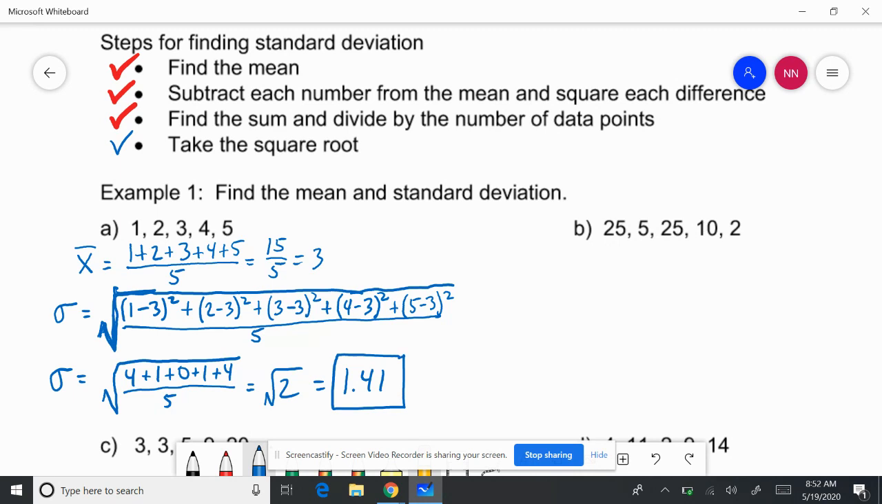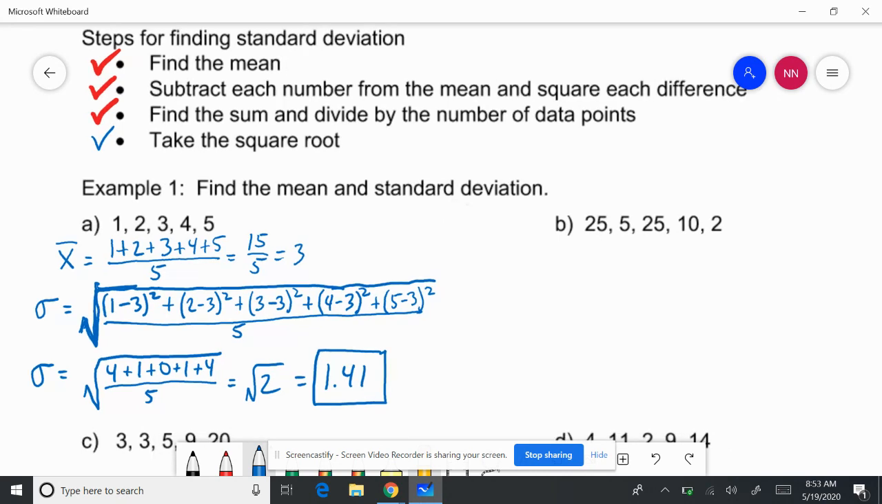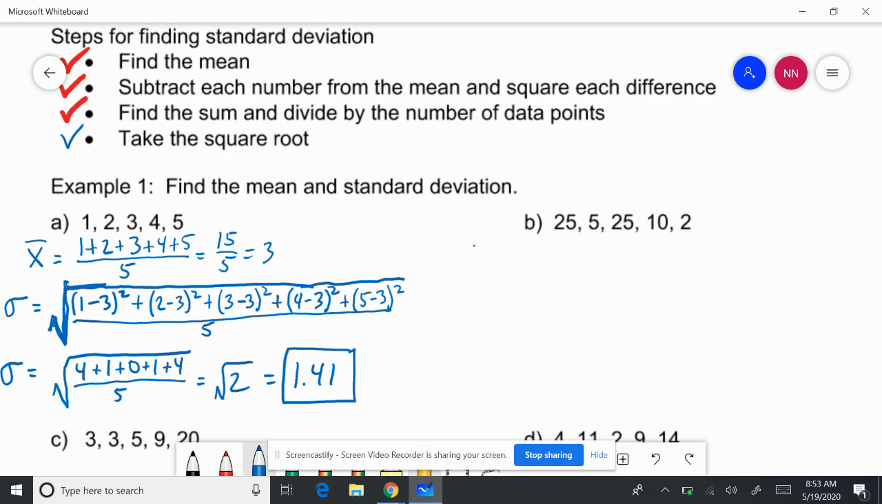Let's look at letter B. First thing that we're going to do is find the mean. So 25 plus 5 plus 25 plus 10 plus 2, and we're going to divide it by 5 because there's 1, 2, 3, 4, 5 numbers. This one's a little bit more difficult. So I'm going to take out my calculator right away and add up the 25 plus 25, which is 50, 60, 65, 67. So I have 67 over 5.